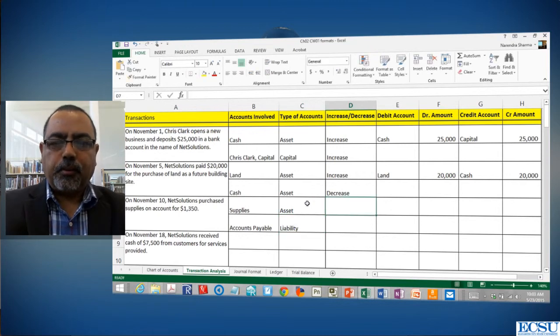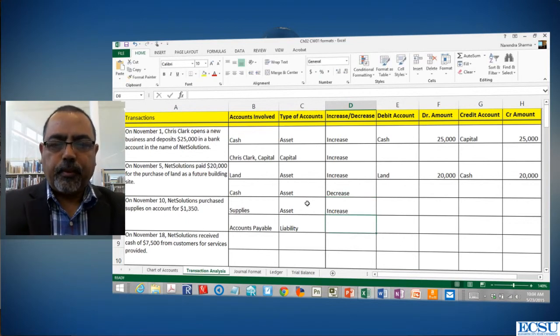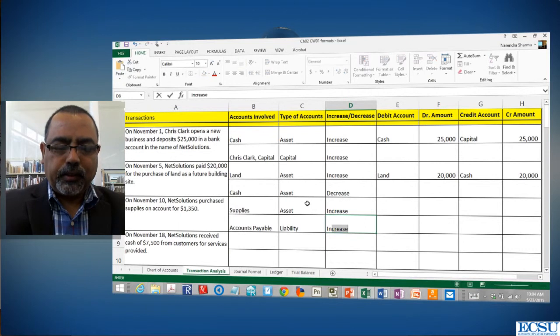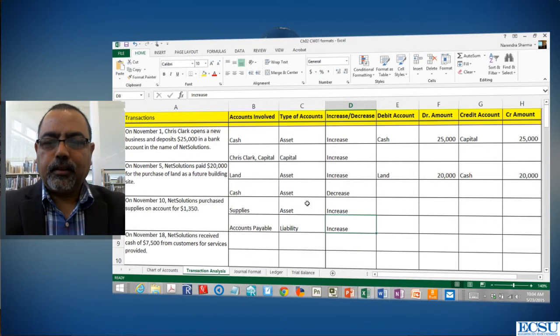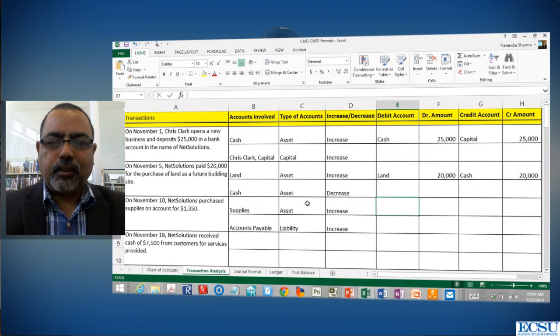Now, what is happening to supplies? It is increasing. What's happening to accounts payable? It is also increasing because we didn't have any accounts payable so far, and I just incurred a liability, so that will increase my liability from 0 to 1350. So what is the debit account?